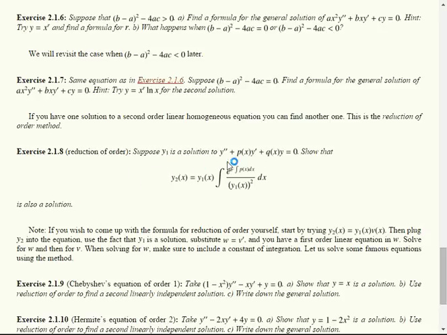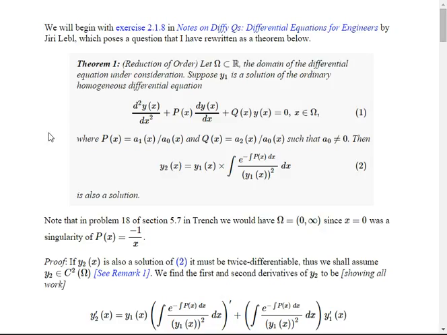So we're given that y1 is a solution to this second order homogeneous differential equation, and we have to show or prove that y2, a second linearly independent solution, is given by multiplying the first times this gnarly integral here that we'll have to evaluate in a second. But I've rewritten this question as a theorem, which basically says that if omega is the domain of the differential equation, a subset of the real line, and we're given that y1 is a solution, then y2 is again given by y1 times this gnarly integral.